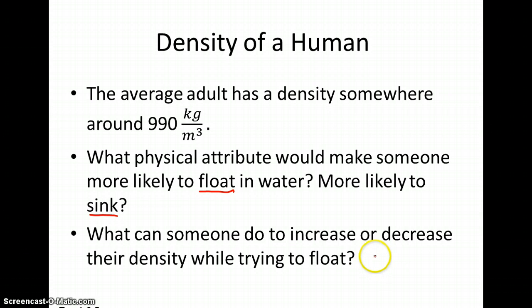Right. And so humans have these really great devices inside of us, right? They're able to inflate and deflate, and if you've guessed it already, then great job. But a person can inflate and deflate their lungs, which actually changes their density. And so if you take a big, big breath, then you are more likely to float because you have decreased your density. And if you exhale all of your air, then you're more likely to sink because at that point you have increased your density.